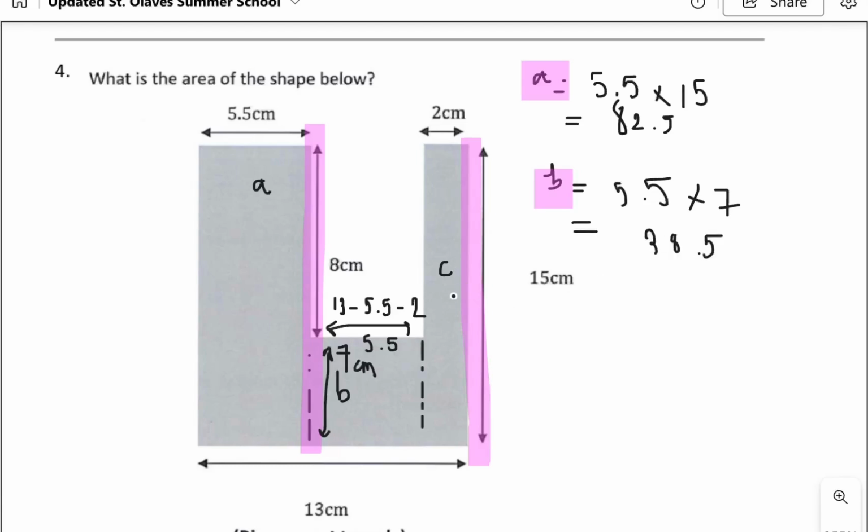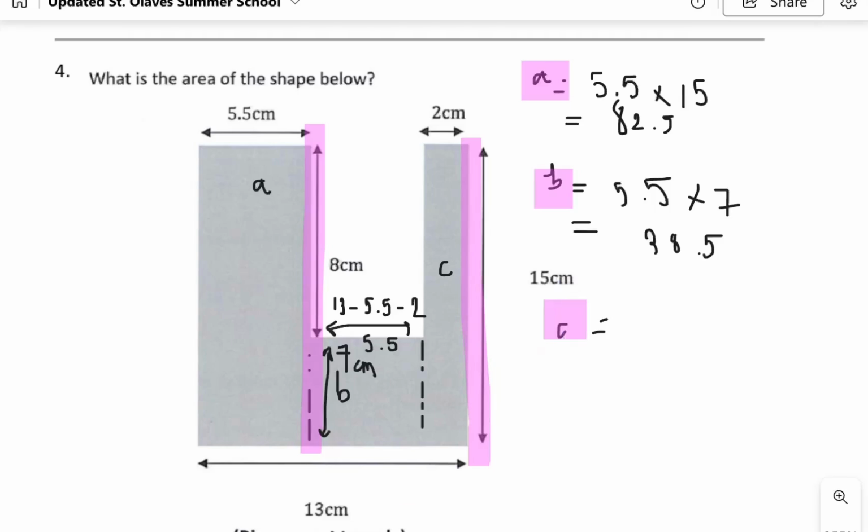And then the next one we have to figure out is C. And we can highlight this just to make sure we're doing it systematically. We already have this side 2 and we have this side 15, so our area is simply 2 times 15, which is equal to 30.